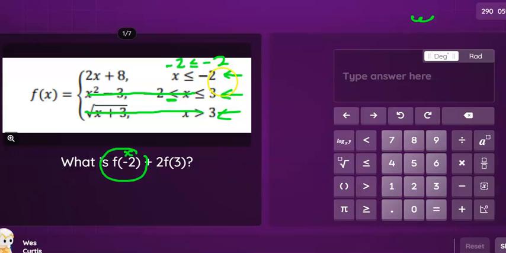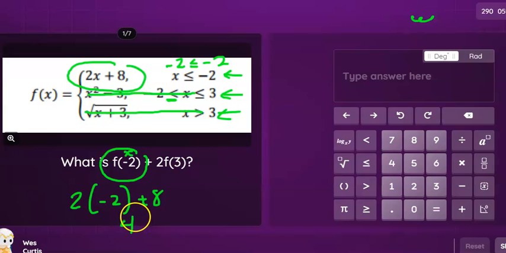This is called a piecewise function. We got multiple pieces. We got to pick the correct one to plug in on, and we're plugging in indeed on this one. So 2 times -2 plus 8 is -4 plus 8, which is 4. I don't think I've seen anybody miss the 4 part all day.